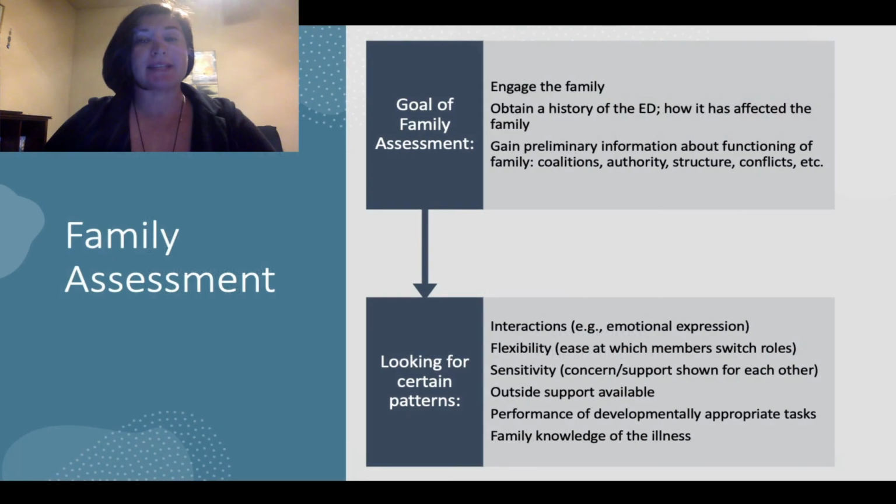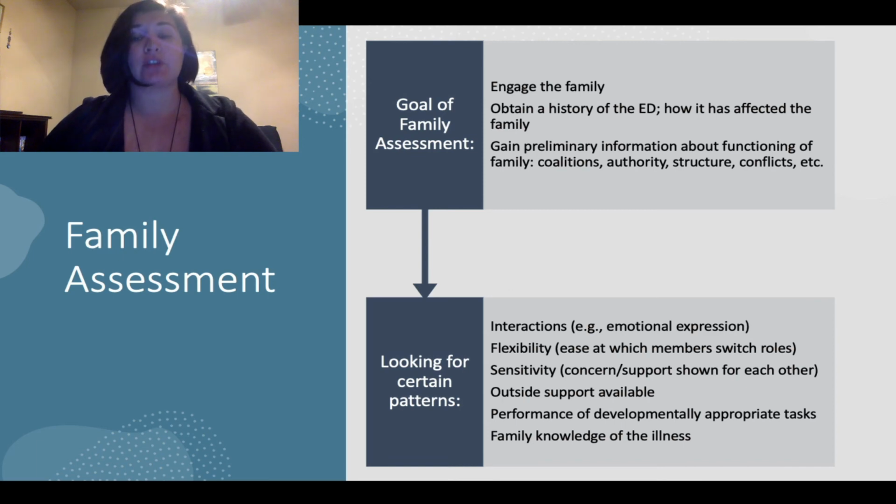As we've talked about family assessment, the goal of a family assessment is to engage the family in the treatment process. It also obtains a history of the eating disorder and how it's affected the family. And we can gain preliminary information about the functioning of the family. Are there coalitions or triangulations? What does the structure look like? And how do they handle conflict in the family? These can all be important components of assessing the family dynamics, which do help us understand the individual's eating behaviors.